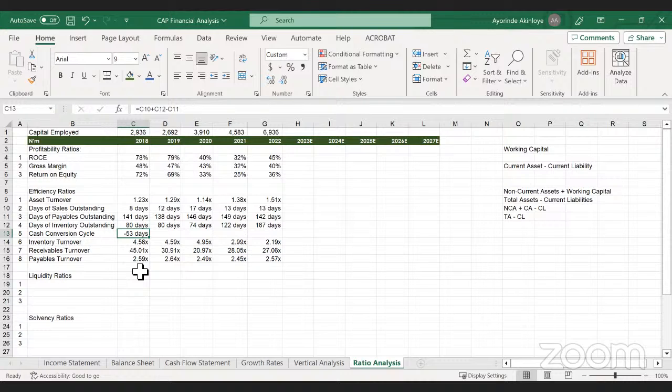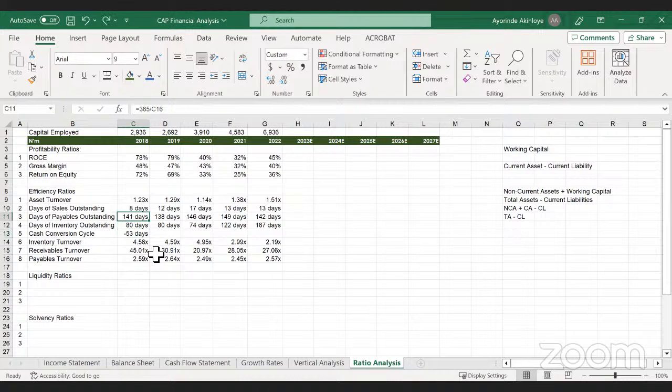Sorry, not to revenue. Revenue can be credit or cash. So let's change this to 38 days. We'll have 50 days. So if you have positive 50, what it means is it takes CAP 50 days from the day it brings in inventory to the day it receives cash for the sale of that inventory. It takes it 50 days to convert its inventory to cash. That is what cash conversion cycle measures.